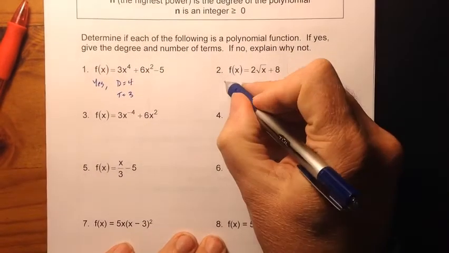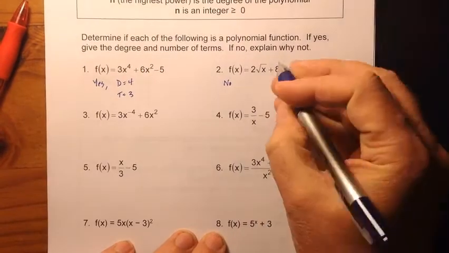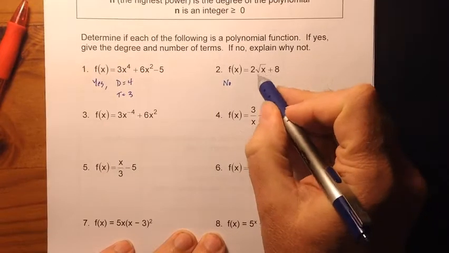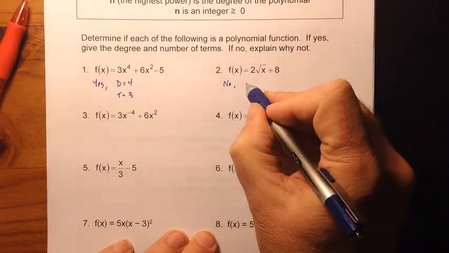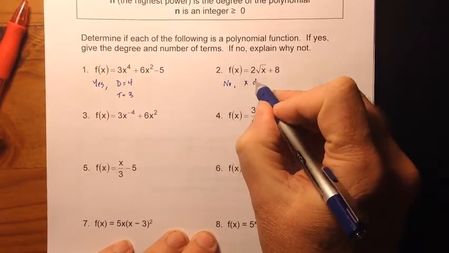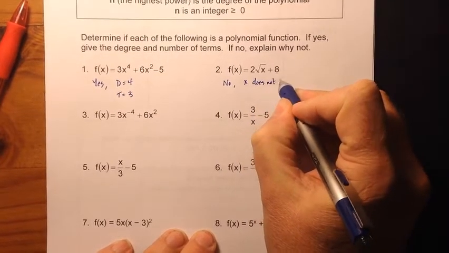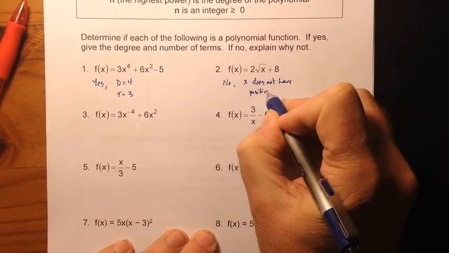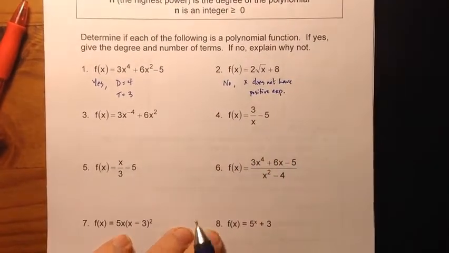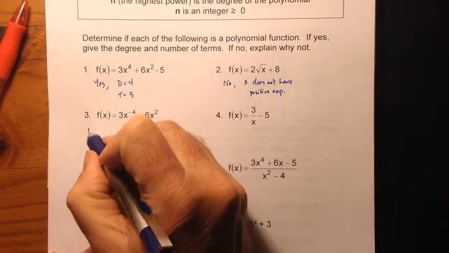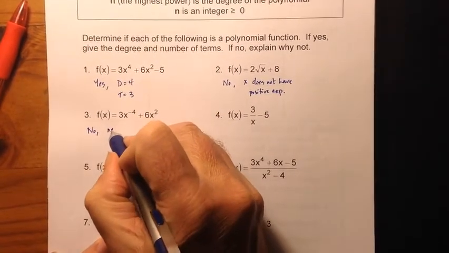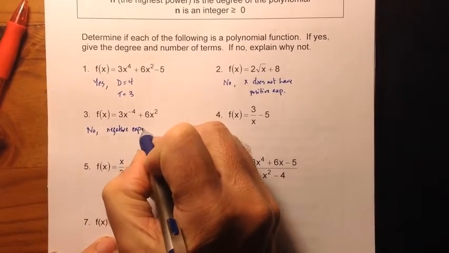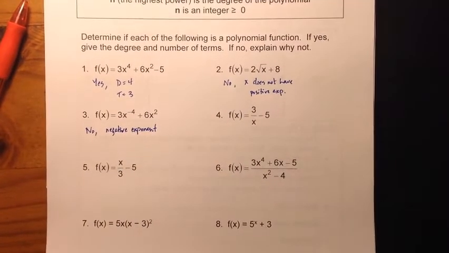All right, number 2, this is no, because this is not x to some power here. It is the square root of x. x does not have a positive exponent. It has a square root on it. Number 3, this is a no because of the negative exponent. All our exponents on the x's will always be positive integers.